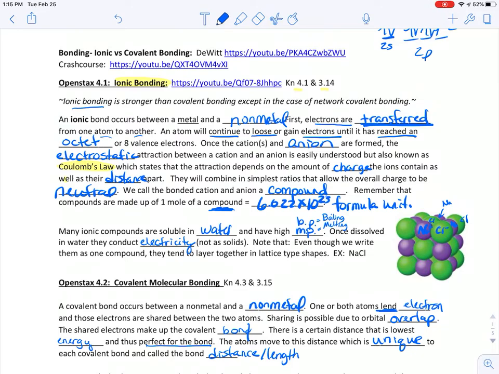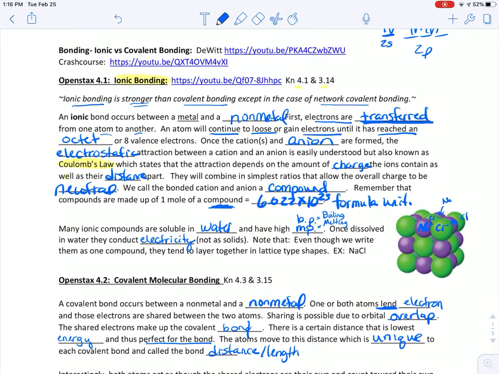So the first thing we want to point out is that ionic bonding is considered to be a stronger bond than a covalent bond. The example in class was if you had 2 really strong magnets and you're trying to pull them apart, versus having a rubber band and you pull on it until it breaks. So the covalent breaks more easily.